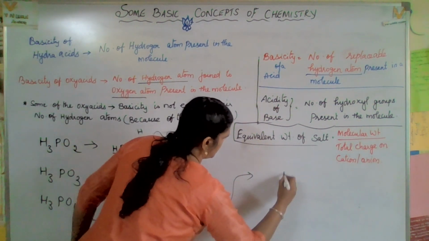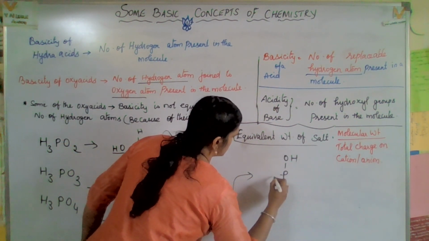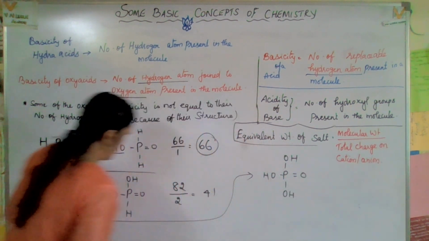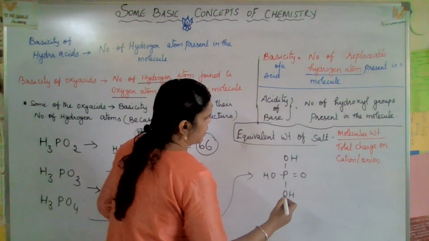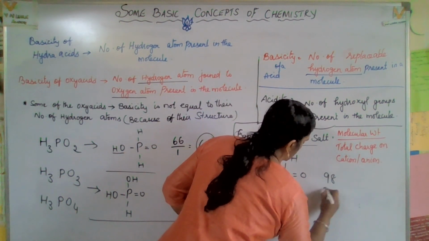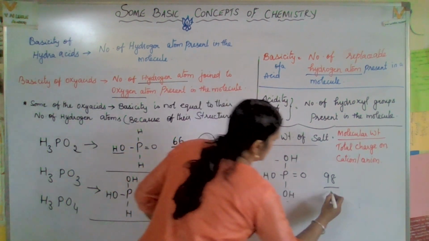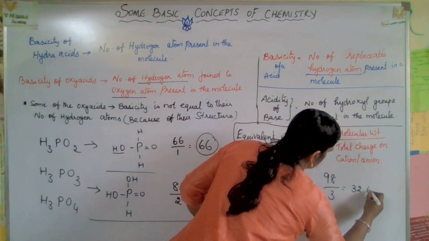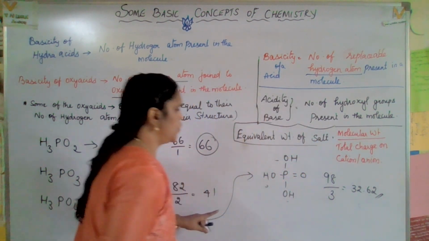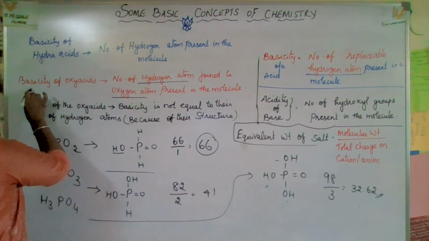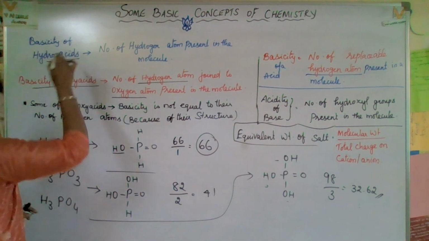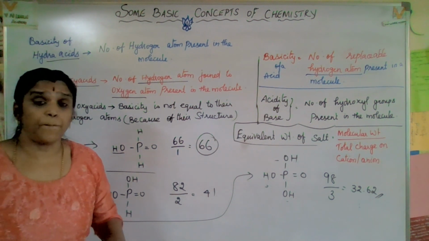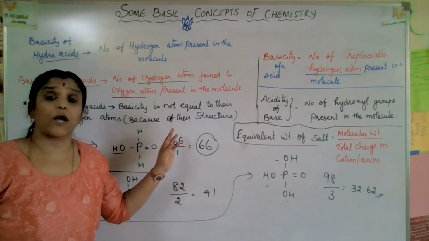And the same way H3PO4. Phosphorus, here OH, the structure. Here OH and here OH, here double bond O. H3PO4, molecular weight is 98. And how many OHs are available? 3, and here 32.62. Hope you got a clear idea about what we mean by oxy acids and what we mean by hydra acids. Okay, now let us check some more important points about equivalent weight.